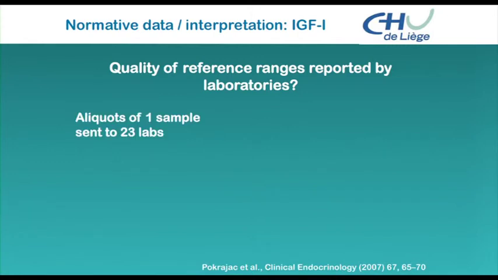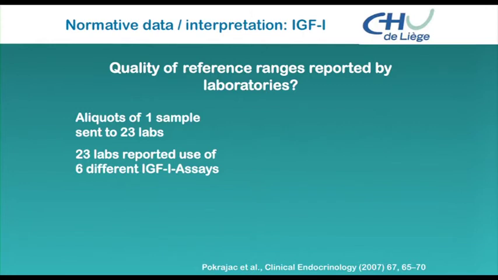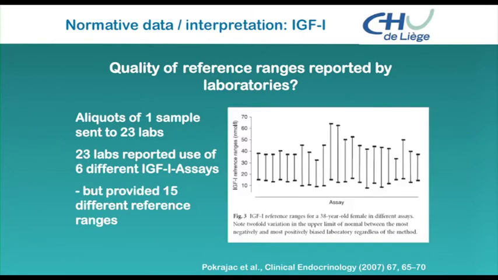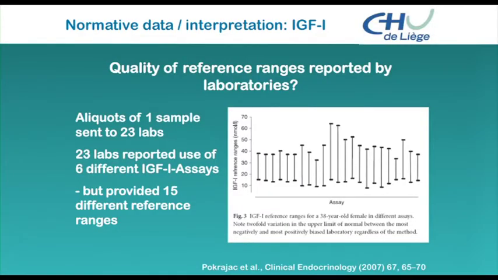Here is the same for the IGF-1. One sample sent to 23 labs. 23 labs report 6 different assays and provide 15 different reference ranges. Again, there are different reference ranges for the same test according to the lab, and you have a magnitude of 1 to 3 according to the lab or the assay for the same patient. So, of course, this is again problematic.